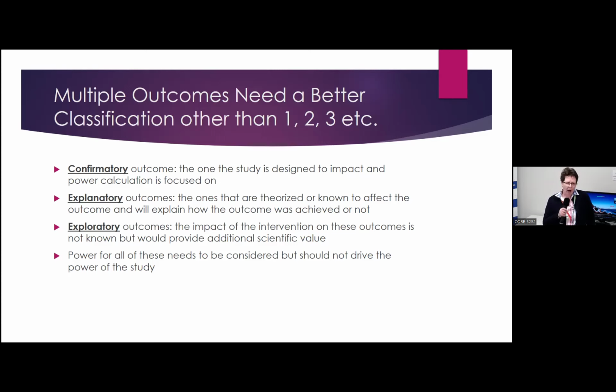So the power for all of these outcomes needs to be considered, but should not drive the power of the study. It isn't as if you need 100 people for the confirmatory outcome and 1,000 people for the explanatory outcome; that's not going to happen. Nobody's going to fund that. So you have to address power, but you can say, we're only going to do 60% power for these exploratory outcomes. You can't sweep them under the carpet, but you can address it.